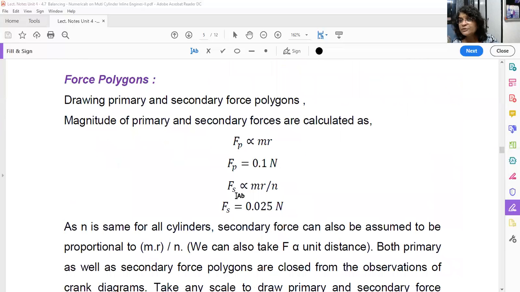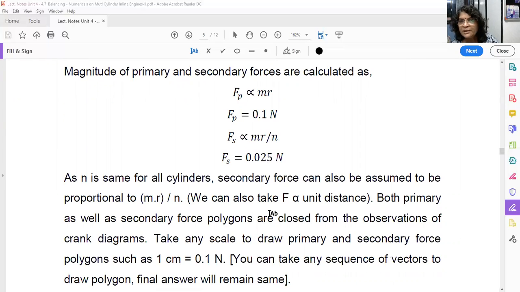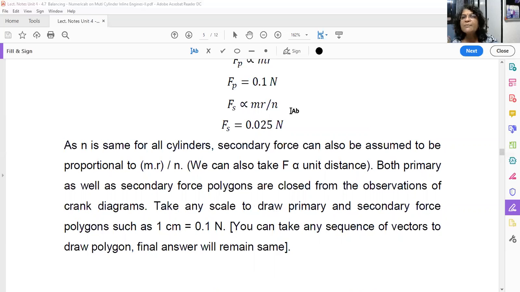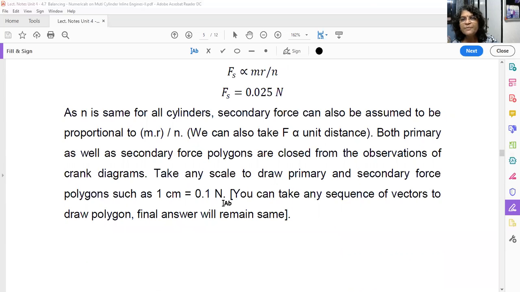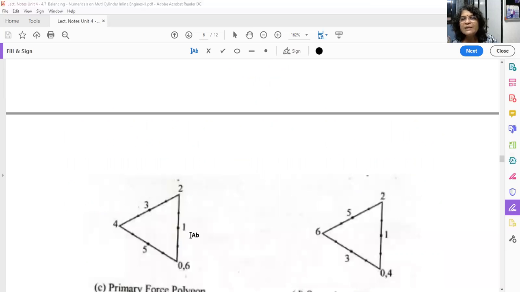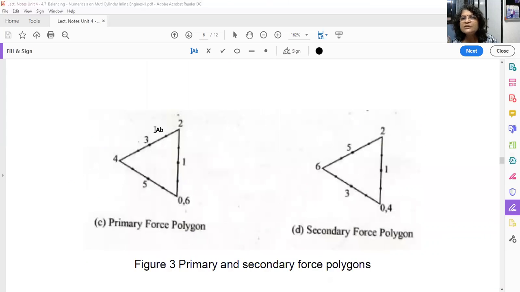Now, what's the secondary force magnitude? You know, it is m r omega square upon n. Omega square we have not considered, simply m r upon n, but n is also same, m is also same, r is also same. So just 0.1 divided by n will give you 0.025. So for all cylinders or all planes, secondary force is 0.025 Newton. As for all cylinders primary force is same, let us draw the primary force diagram by taking a suitable scale. Every force is having the same length, every vector is having the same length, only the direction is different.